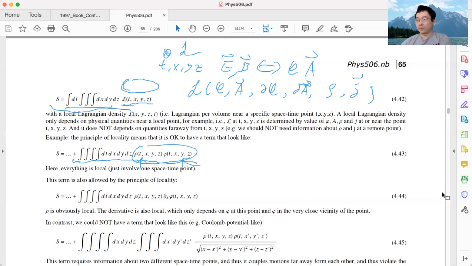This is a local quantity. And then I do a space-time integral and get my action. So this is part of the allowed term in the action. And in principle, I can also do this. Okay, I get charge density at this point.